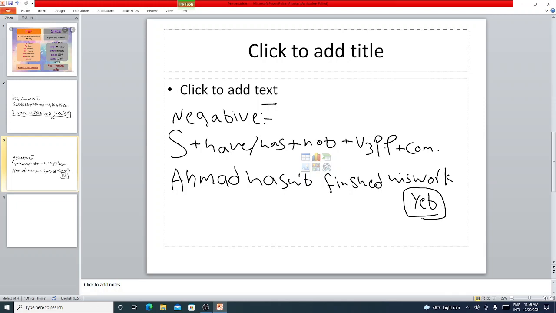Okay? So again, okay, we have talked about the affirmative sentence. Now let's revise the negative sentence. So subject, have or has, regarding the subject. After that, not, past participle, and the complement of the sentence. Ahmed hasn't finished his work, and hasn't is a contraction for has not.